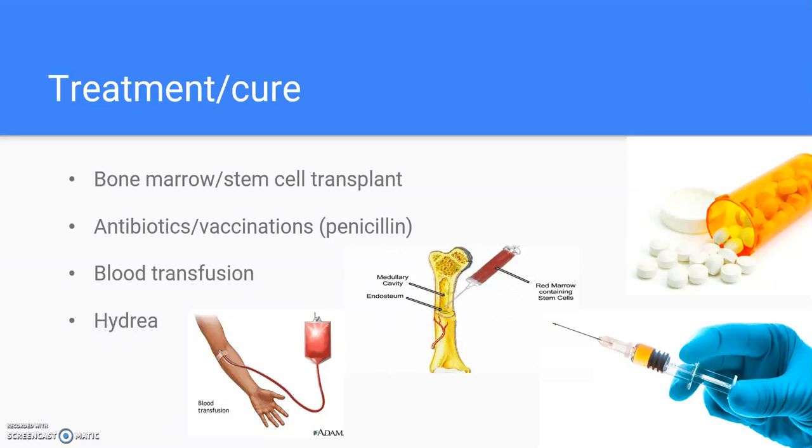There are ways, however, to dull the pain and protect the body from further damage. These ways include antibiotics and vaccines, blood transfusions, and hydrea, which is a medication that can reduce painful crises for patients.